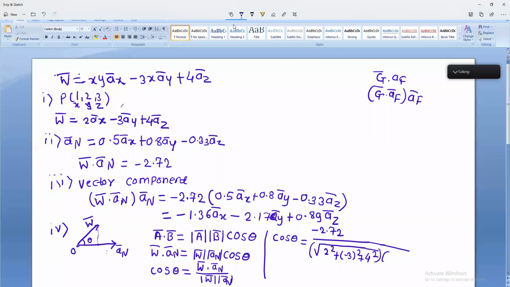Square. How much did you get? 0.5 square plus 0.8 square minus 0.33 square. How much does it come? 0.99. 0.99 means it is equal to 1, right? Because it is a unit vector.